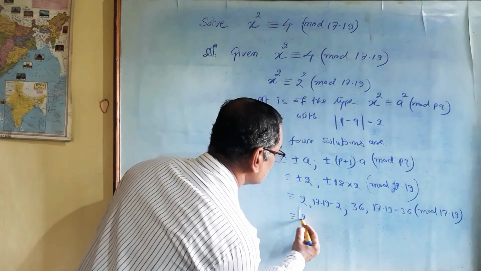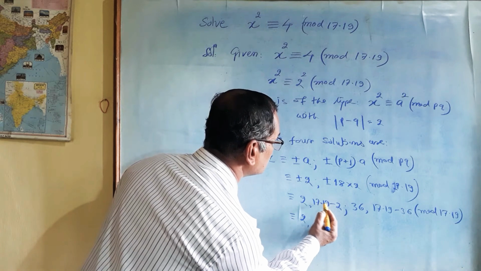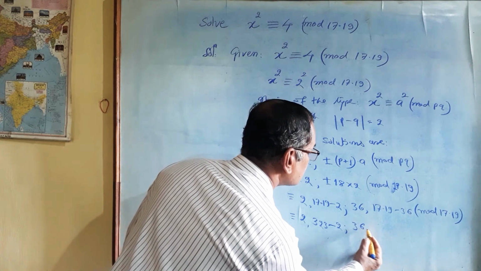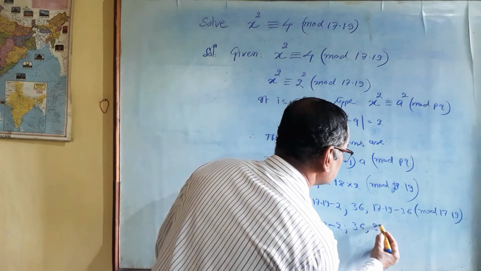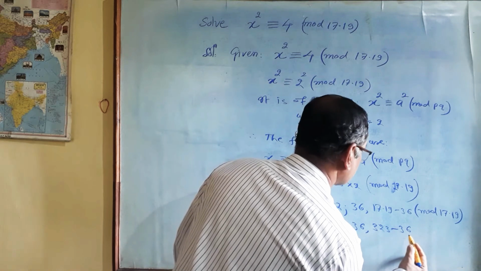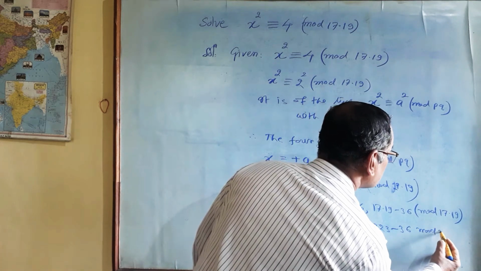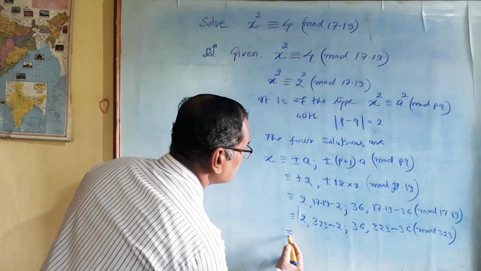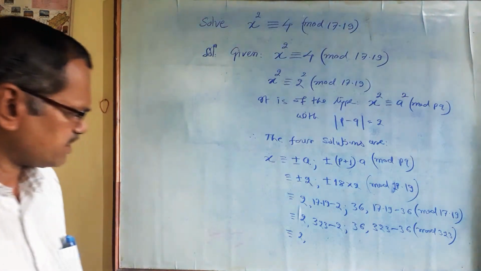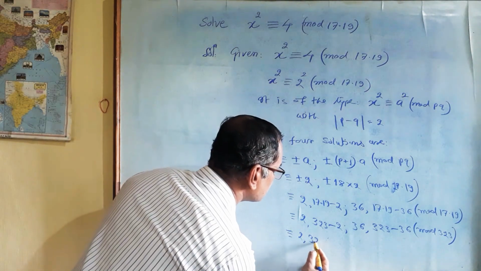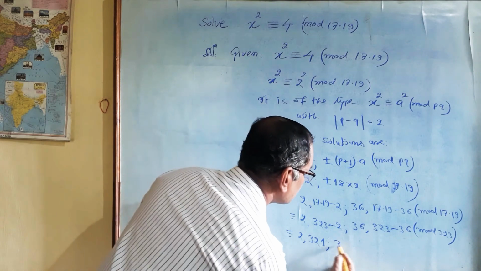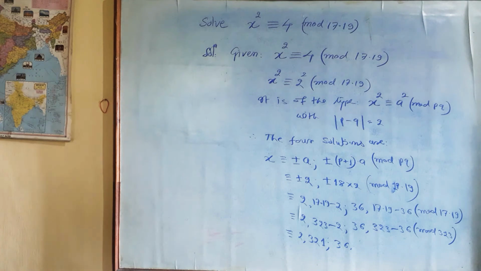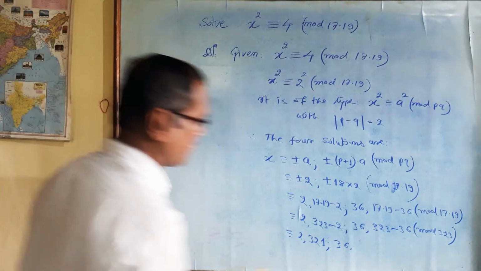The solutions are: here it is 2, and the product of 17 into 19 is 323, so 323 minus 2, and then 36, and 323 minus 36, mod 323. So the answers are 2, and 323 minus 2 means 321, and 36, and 323 minus 36 is 287.